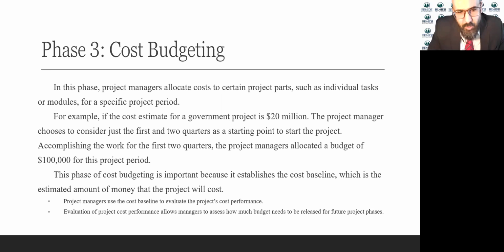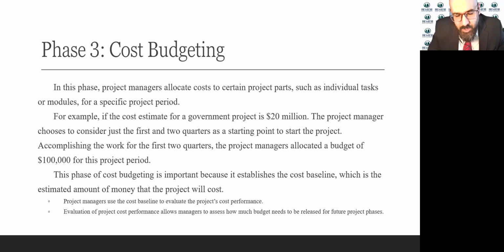This phase of cost budgeting is important because it will help you to establish the cost baseline. So remember this keyword, baseline, which is basically the amount of money that a project will cost. This is the actual budget, and this will help you to evaluate project cost performance. So now you have the cost baseline, which is how much you have been given to finish that task.